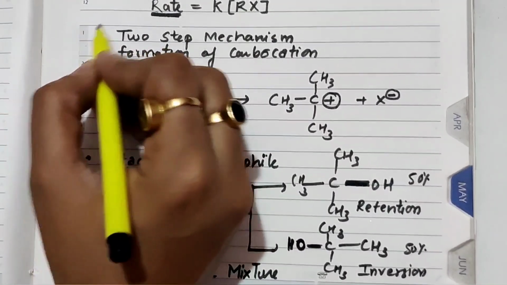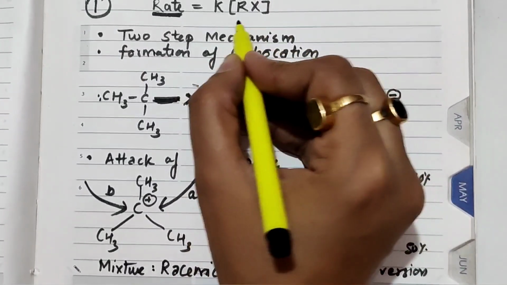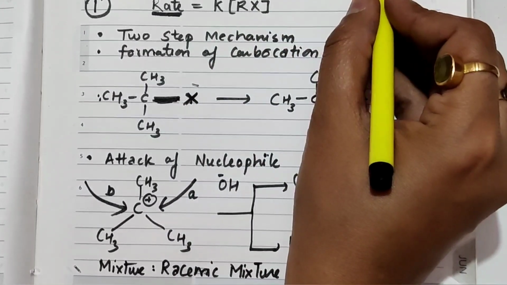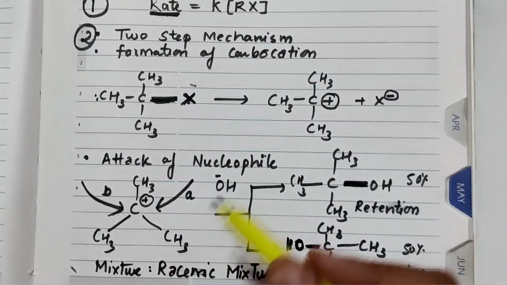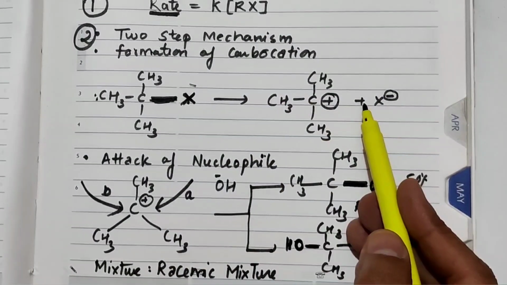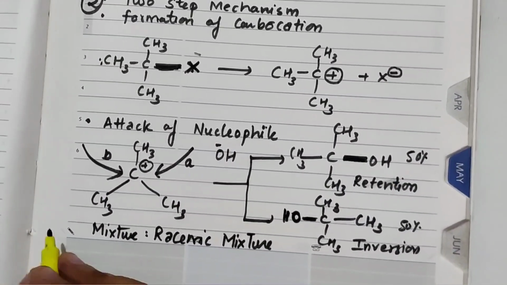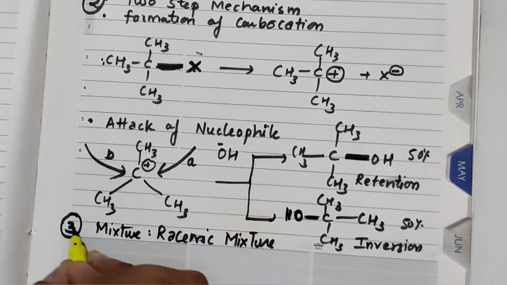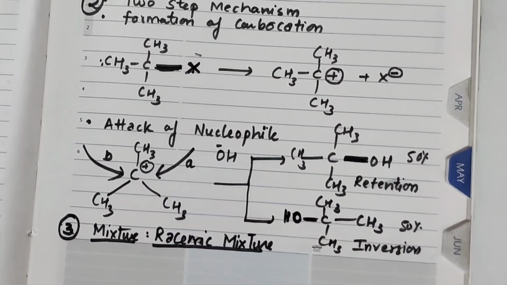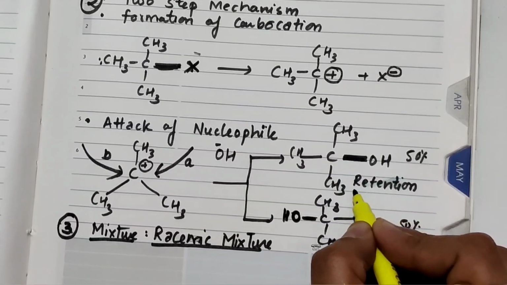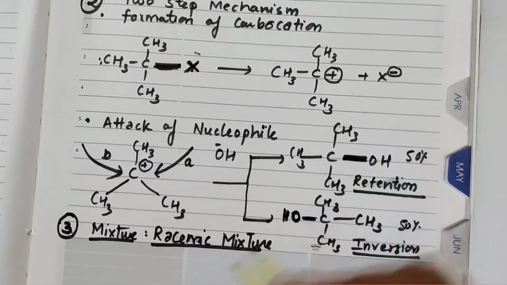First property is that the rate depends upon only one molecule, that is why it is unimolecular. Second, it is a two-step mechanism which involves formation of carbocation and attack of nucleophile. And the third point, in this case, what kind of product are we obtaining? We are getting a mixture known as a racemic mixture. Why is it racemic? Because it contains equal amounts of retention and inversion product.